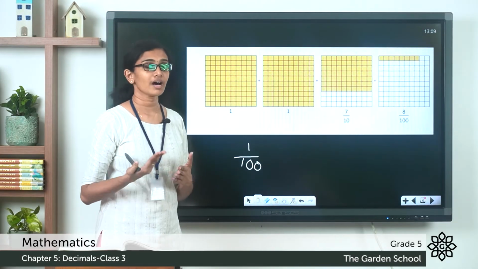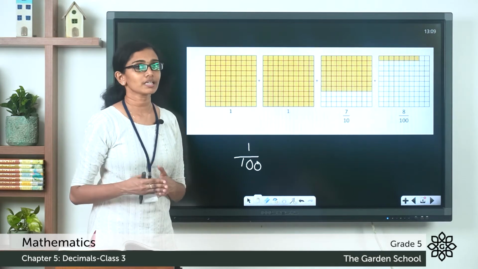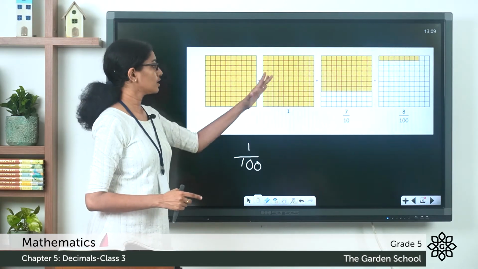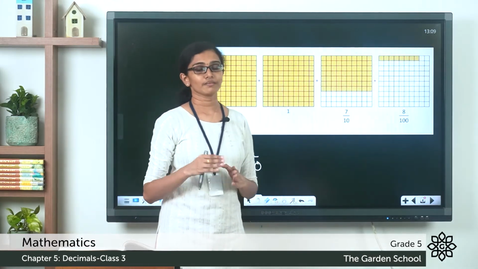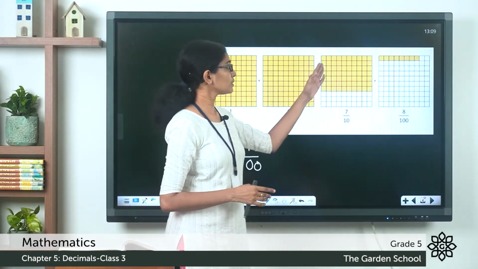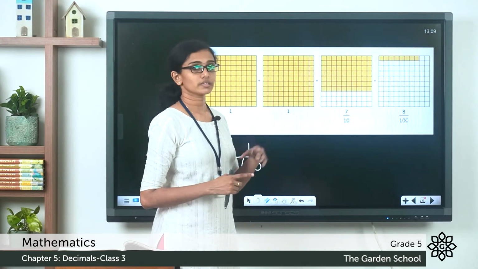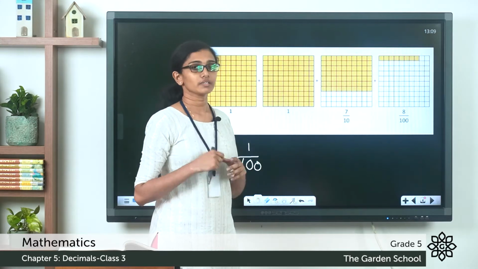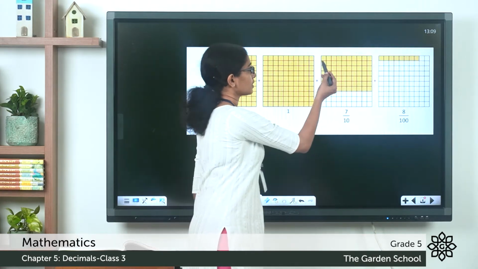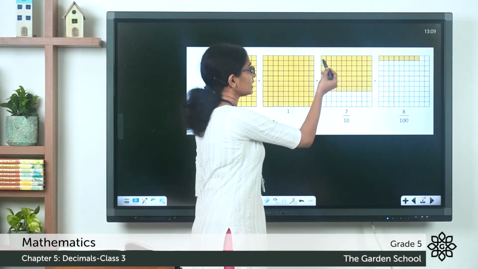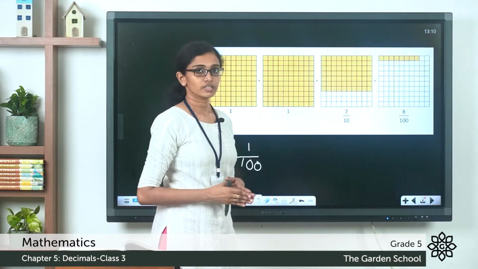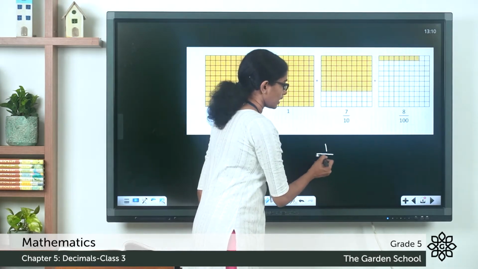Clear? So, you have all the 100 subunits here which makes up one whole. And what was our number? Our number was 2.78. So, to represent the whole number part which is the digit 2, we have to take 2 whole units. And then you have the decimal part 7/10 and 8/100. So, when you divide the box like this, each subunit here represents 1 by 100. So, how do you represent 7 by 10? See, you have 10 columns and 1, 2, 3, 4, 5, 6, 7 rows taken here.